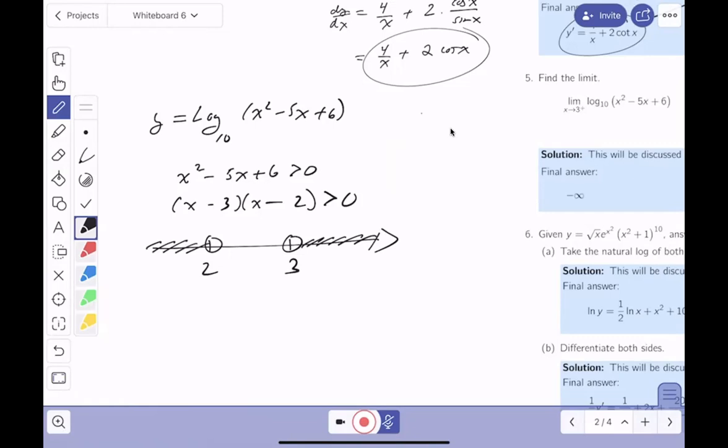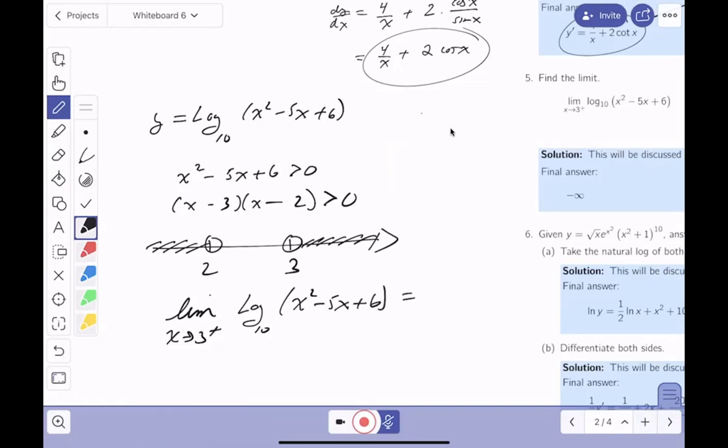And what I mean by that is, just looking at this, I know I can approach 3 from the right side. So let's take a look at it, and I'll write down the limit now. The limit is x goes to 3 from the right side, of log base 10 of x squared minus 5x plus 6.